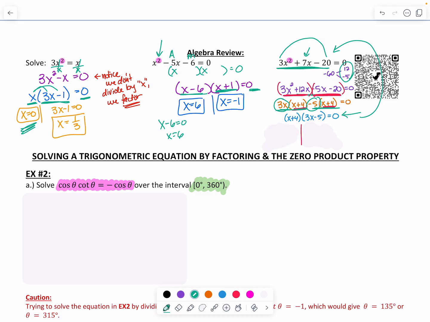If you FOILed that out, you end up getting the 3x squared plus 7x minus 20. We've just factored it. It's set equal to 0, so now we can also solve it. Again, since I have two factors, two things being multiplied that equal 0, I can set each piece equal to 0 and get my two solutions. I can say that x has to equal -4, or x could equal +5/3 by solving each of those factors.